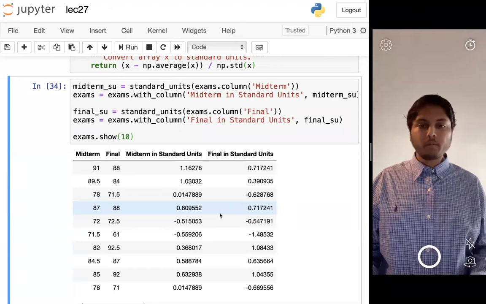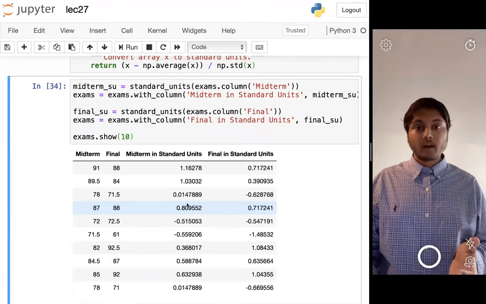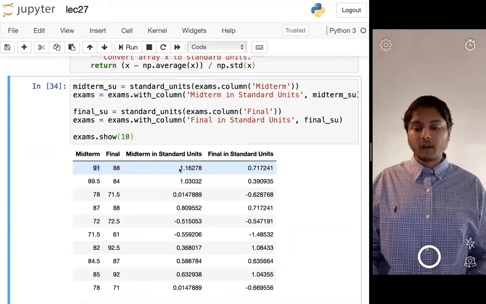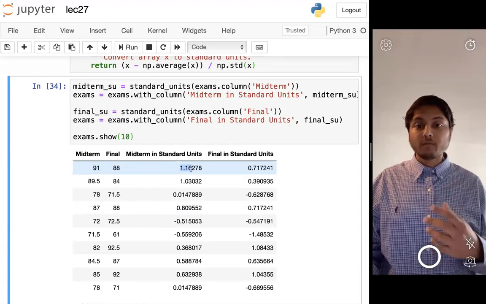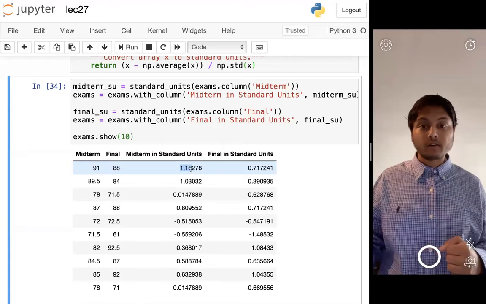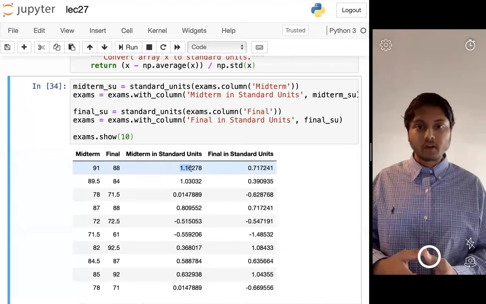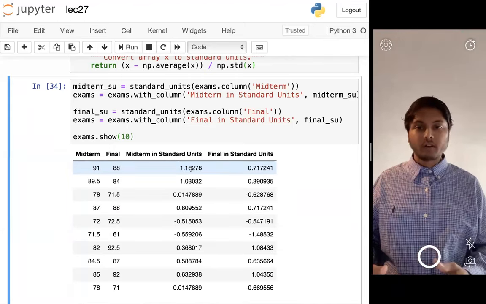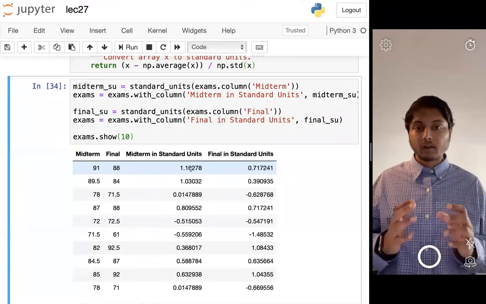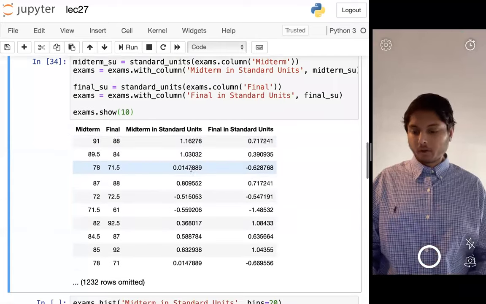The important thing to keep in mind here is that standard units are all based on the context of your sample. So if I take this midterm score of 91 and convert it to standard units of 1.16, this is relative to the performance of everybody in that class. It takes into account the entire distribution, because you computed that average and that standard deviation from the entire distribution. So this isn't some universal thing where 91 is always going to be 1.16 standard units. It's within the context of the sample that you're looking at. That's just one really important thing to keep in mind.